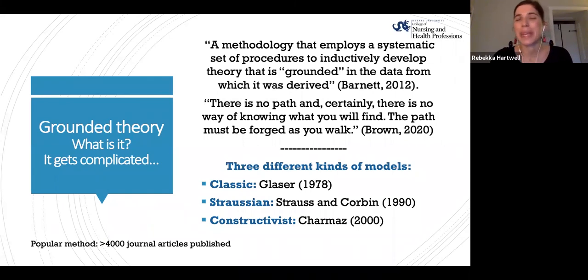However, fairly quickly after they wrote up their approach, I think it was 1967 or 68, they split apart. That's why the classic approach only has Glaser there. Strauss felt differently over time about how to use this approach. And so he and nurse researcher Juliet Corbin came up with their own model. That one is called Straussian. Strauss actually passed away in the 1990s, so Corbin is the one that's continuing that.